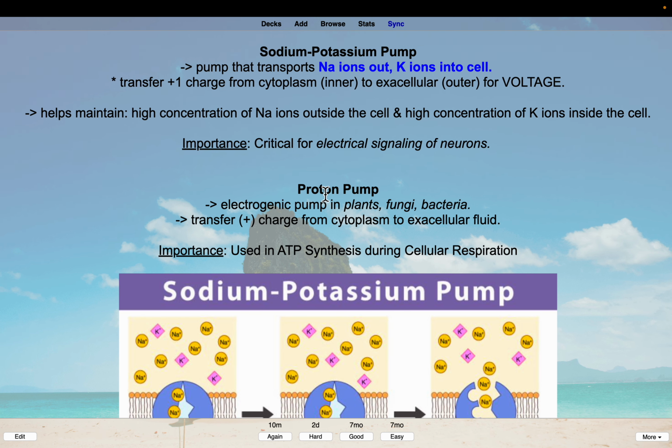On the contrary, we have another kind of pump. This is the proton pump. This is the electrogenic pump in plants, fungi, and bacteria. So there is a transfer of a positive charge from the cytoplasm to the extracellular fluid, so from inside to outside. How is this important? This is used in ATP synthesis during cellular respiration. Again, ATP is synthesized by the mitochondria. So the mitochondria is involved in cellular respiration.